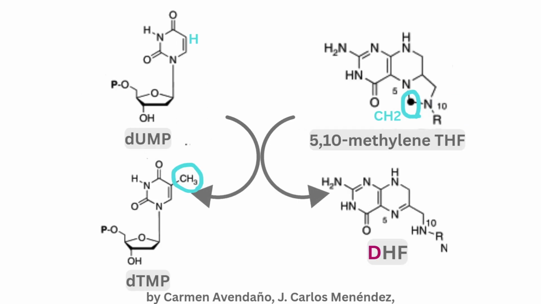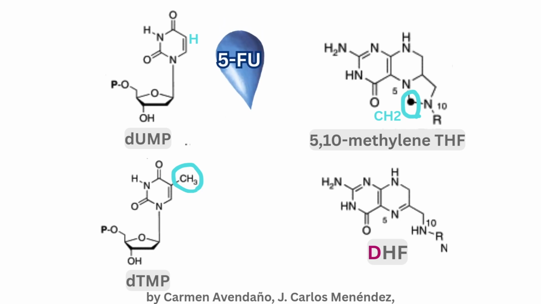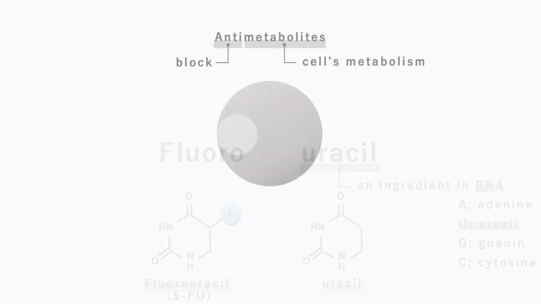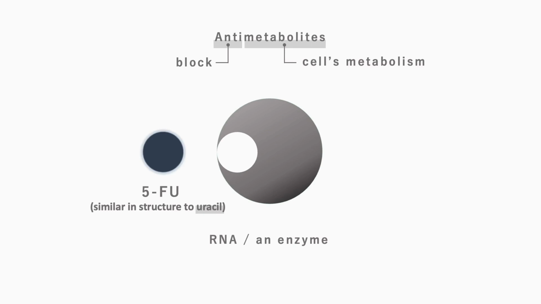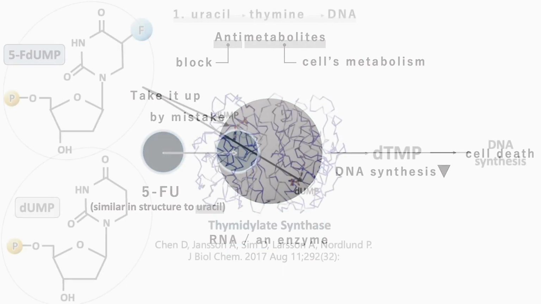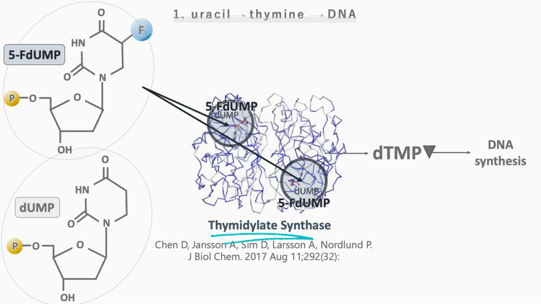Now, the anticancer drug 5-Fluorouracil works by blocking the enzyme used in making dTMP. 5-Fluorouracil attaches to thymidylate synthase as if it were dUMP. This stops dTMP from being made. Without DNA, cells can't multiply, so they die.